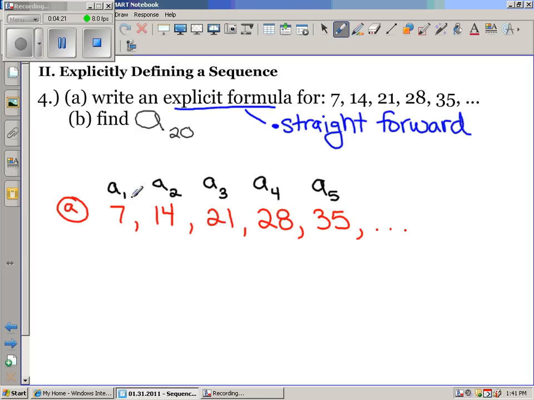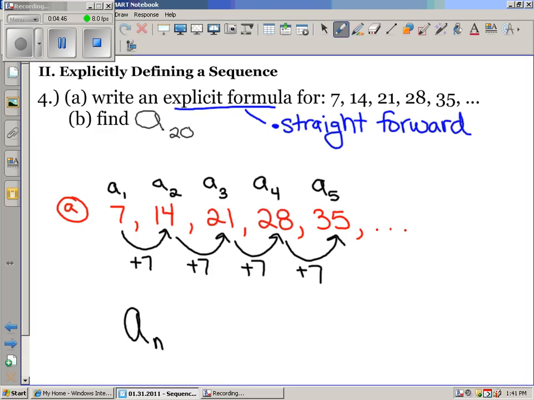Hold on one sec. We got to build a formula out. Now we're going to use the same process that we did on the first page. We're going to try and figure out what's the pattern going on here. How do we get from term to term? Yeah, they're multiples of 7. Very nice. So we're going to add 7 each time. There we go. And so here's what an explicit formula looks like.